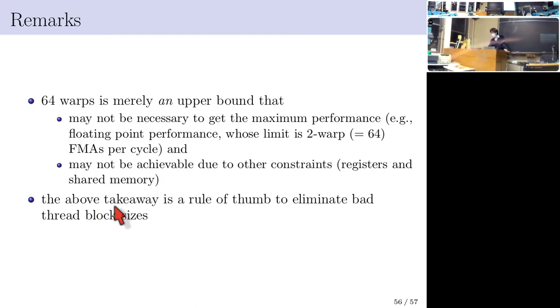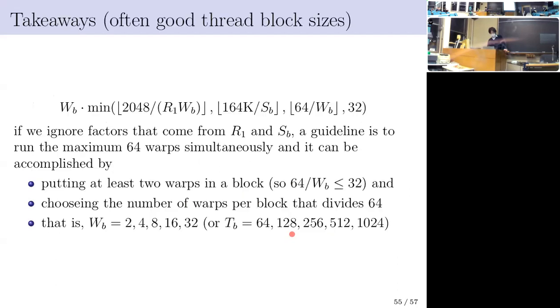So all in all, the takeaway I have just described in the last slide is simply a rule of thumb to eliminate obviously bad thread block sizes. For example, a thread block size of 1 is almost always a bad choice. Likewise, 33 is probably almost always a bad choice. So if it is feasible to do so, just stick with these numbers.